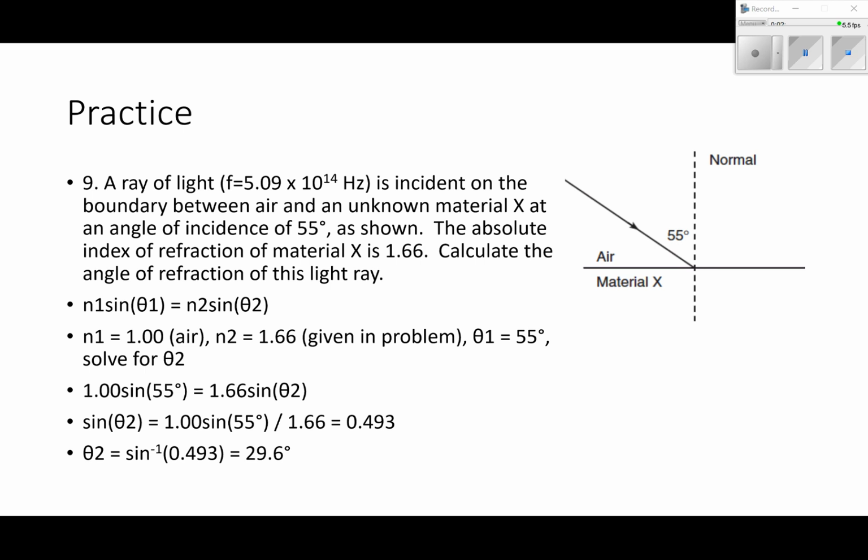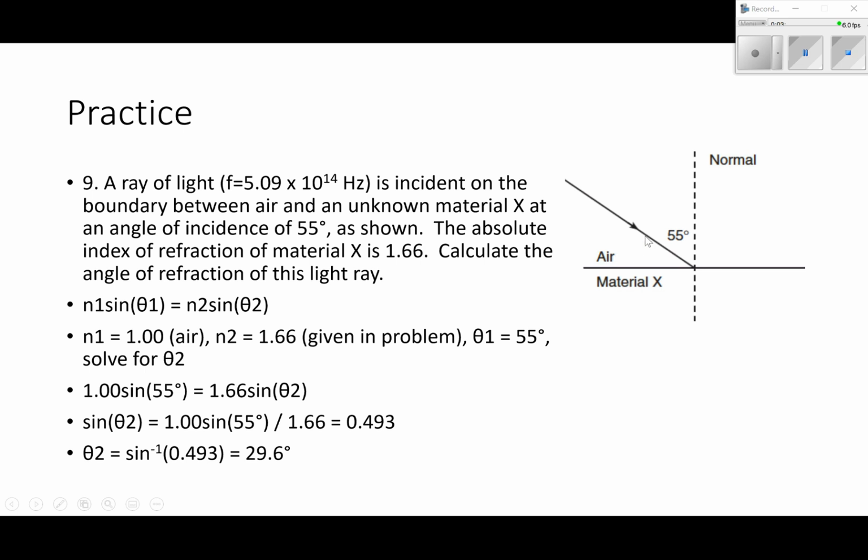All right, so here's some practice. Number 9, a ray of light, f equals 5.09 times 10 to the 14 hertz, is incident on the boundary between air and an unknown material X at an angle of incidence of 55 degrees, as shown. The absolute index of refraction of material X is 1.66. Calculate the angle of refraction of this light ray. So, again, we measure from the normal. Okay, so we're measuring 55 degrees right here.